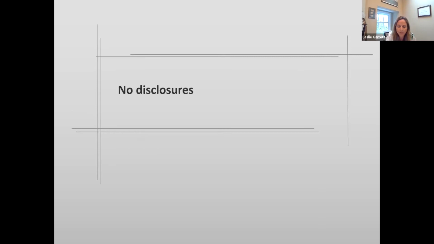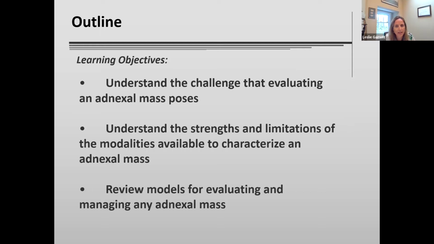I have no disclosures. And so tonight, the learning objectives are going to be to understand exactly the challenge that evaluating an adnexal mass poses, understand the strengths and limitations of the modalities available to characterize an adnexal mass, and review some of the models for evaluating and managing an adnexal mass.